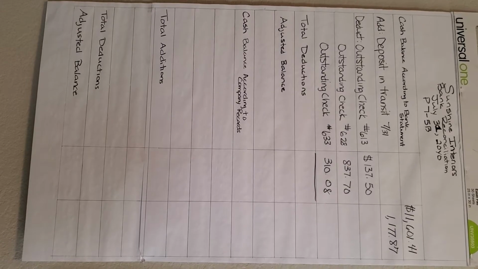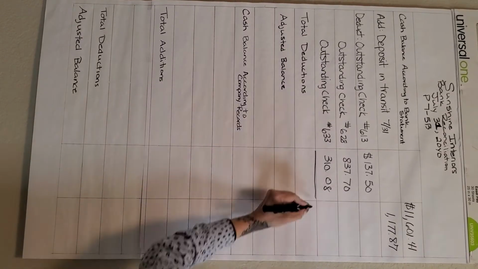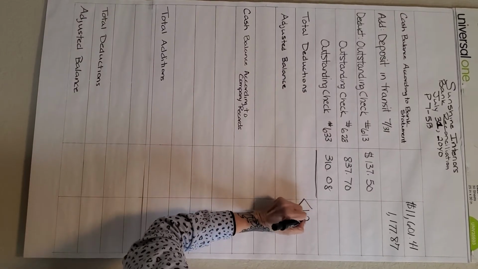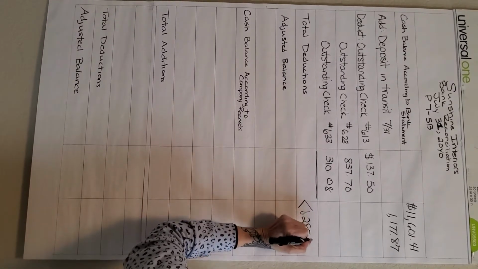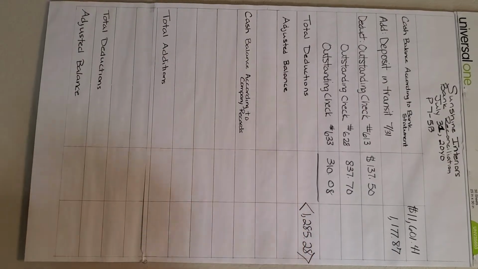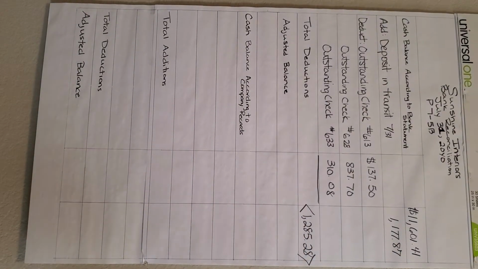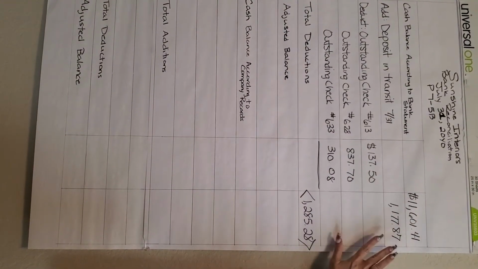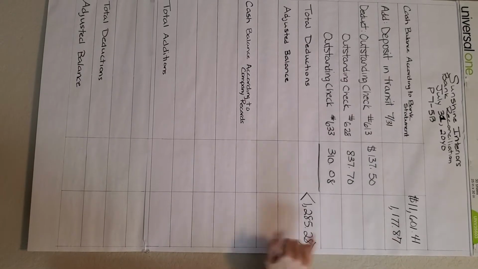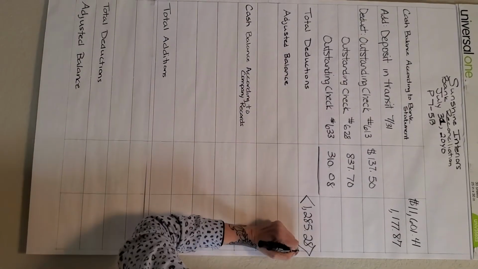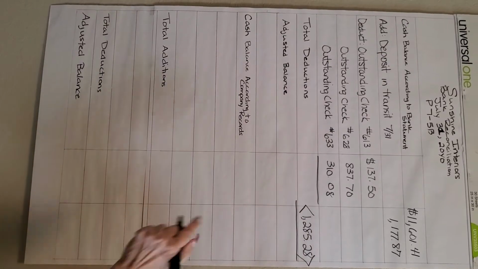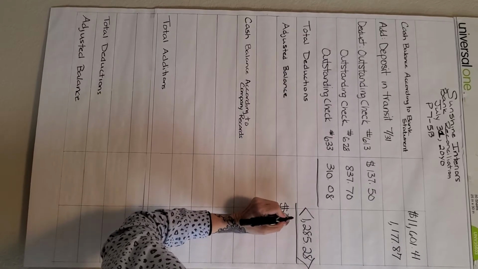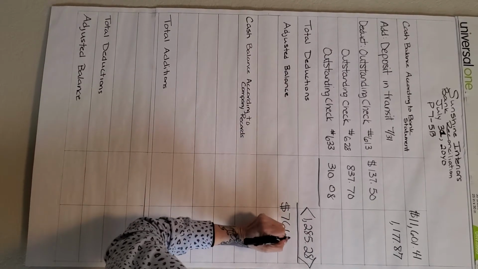come to $1,285.28. So I've got $1,285.28. So in order to get my adjusted cash balance, I'm going to take the cash balance of $11,601.41. I'm going to add that deposit in transit. I'm going to subtract those total deductions for those outstanding checks, and I'm going to get an adjusted balance of $7,664.